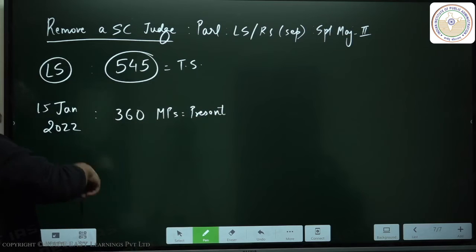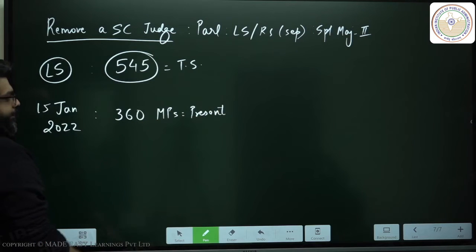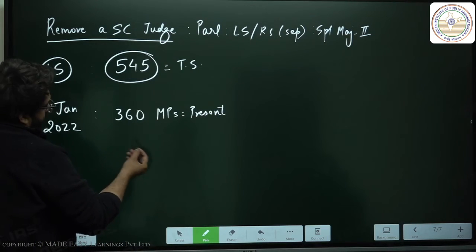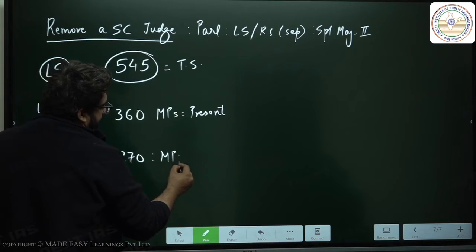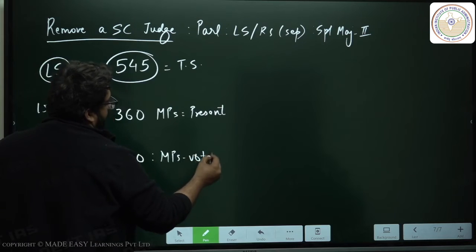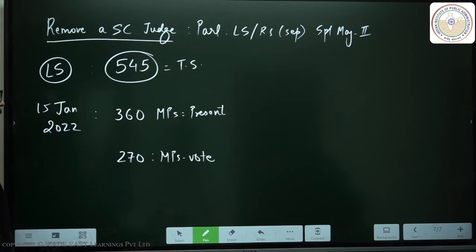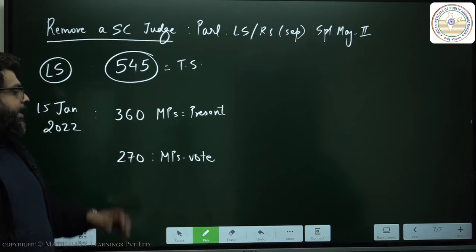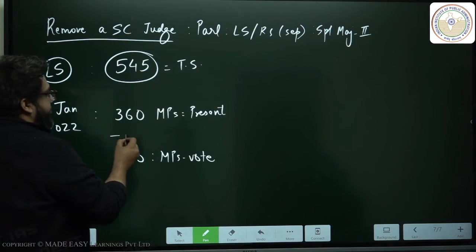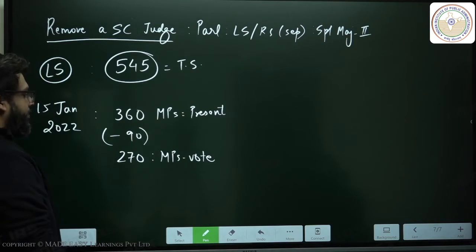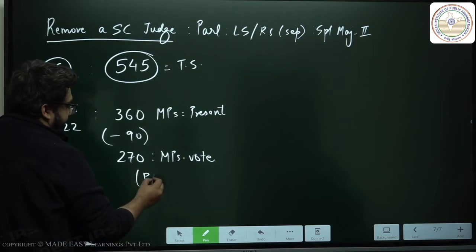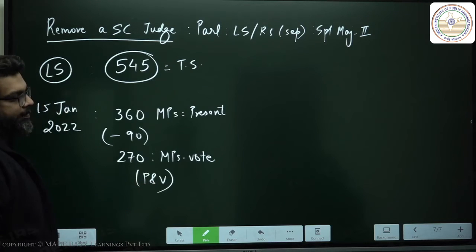And out of the 360 MPs, only and only, let us say, 270 MPs have decided to vote on the Supreme Court judge removal. The remaining 90 MPs said that we will chill, we do not want to vote. Sorry, so your present and voting strength is 270.